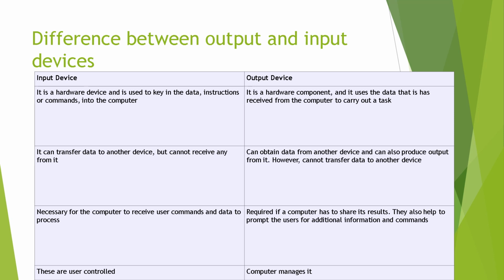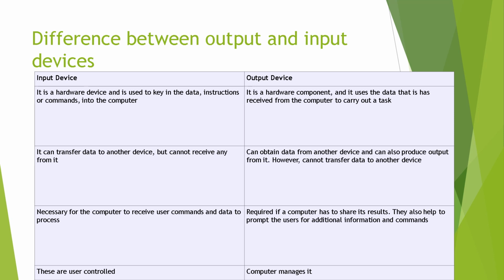Difference number 2, an input device can transfer data to another device but cannot receive any from it, while an output device can obtain data from another device and can also produce output from it, however it cannot transfer data to another device.